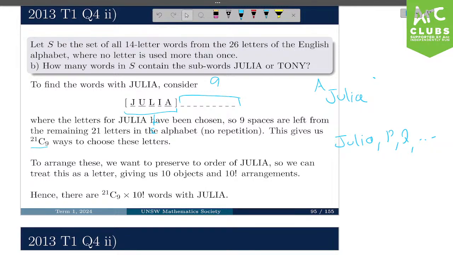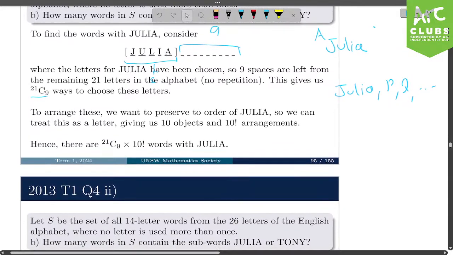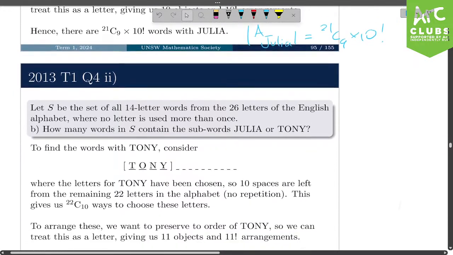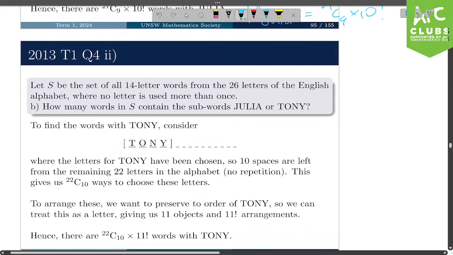Okay. So anyways, just to reiterate, since there's 21 C 9 times 10 factorial words with Julia, the cardinality of A Julia is equal to 21 C 9 times 10 factorial. So what do we do next? We're looking to find A Tony.